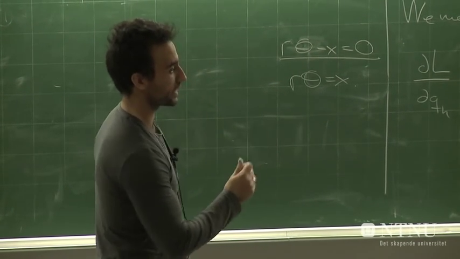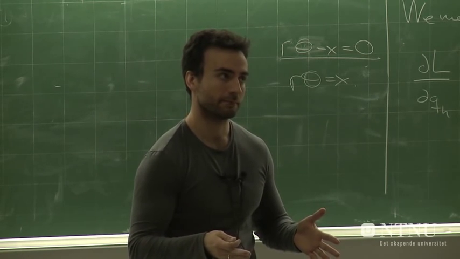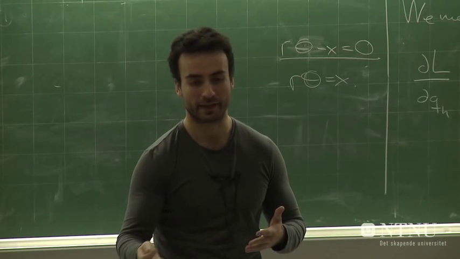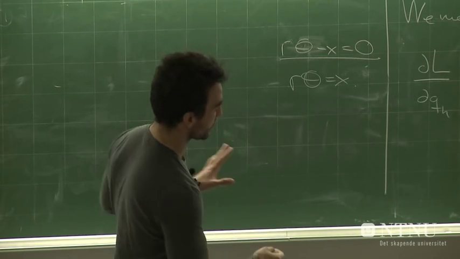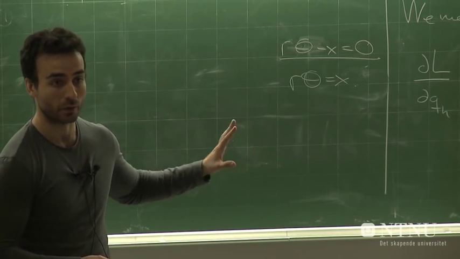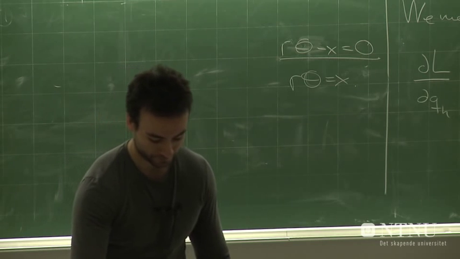Perhaps it was a bit of an overkill in this case. We could have just substituted theta into x or vice versa to just end up with one generalized coordinate. But this was just to show you that this method works also if you have holonomic constraints.